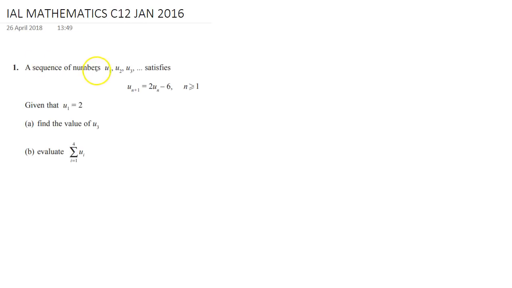A sequence of numbers u1, u2, u3 and so on satisfies u(n+1) = 2un - 6, where n is greater than or equal to 1, given that u1 is 2. Find the value of u3 and evaluate u1 plus u2 plus u3 plus u4.